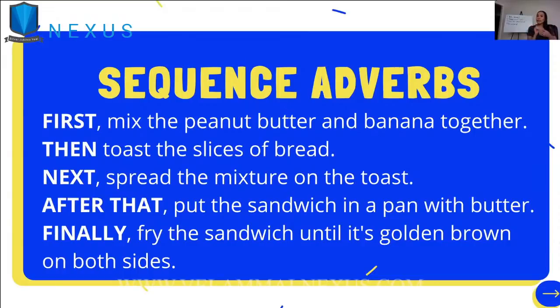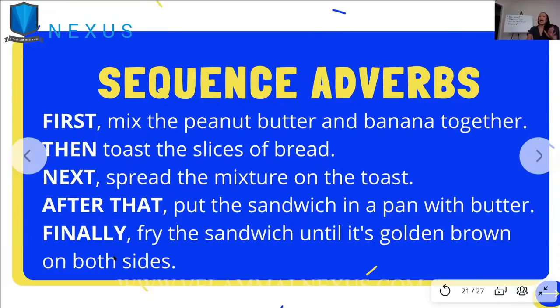So that being said, in my presentation, the sequence adverbs that I have here are 5, okay? I didn't want to give you more than 5. And those are these that are in bold letters. So first, then, next, after that, and finally.